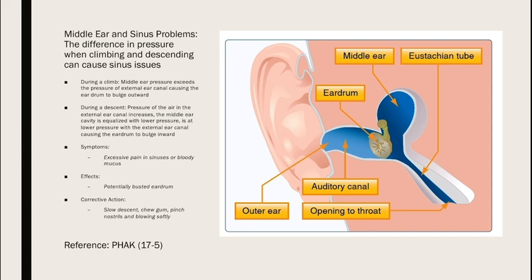So this can result in a busted eardrum, and the best thing to do if you are sensing it coming on is slow the descent rate down, because the faster you descend, the more you're going to feel that eardrum bulge. And you can chew gum and blow softly while closing your nose to try and get some of that pressure out.